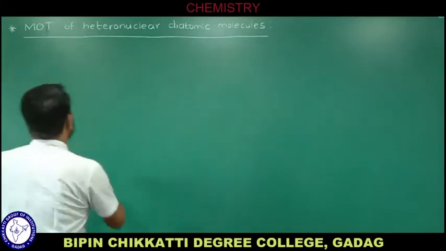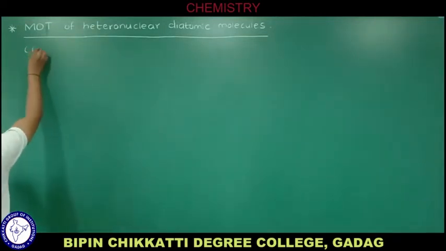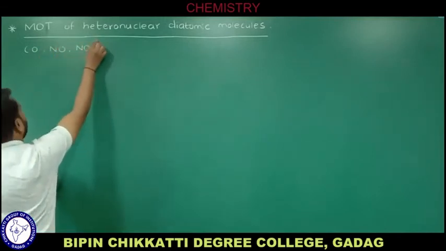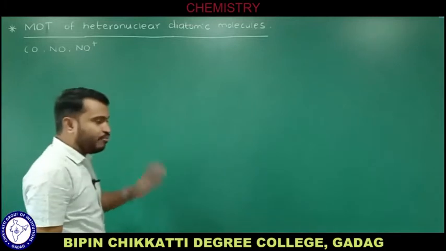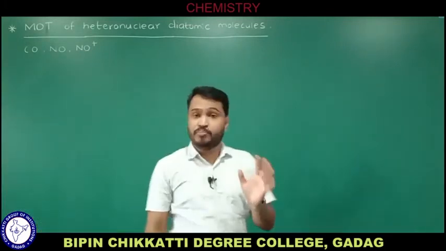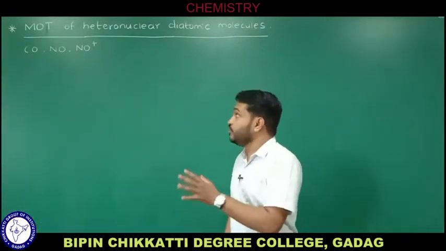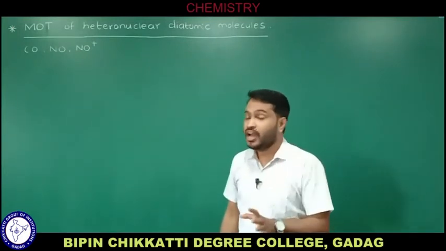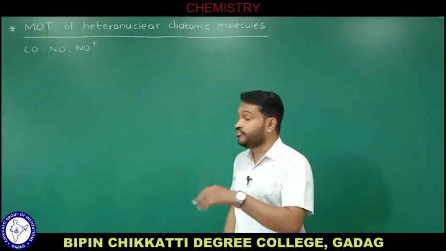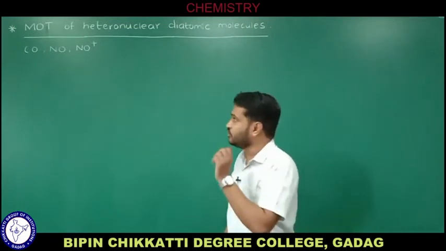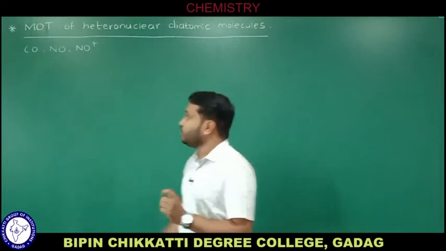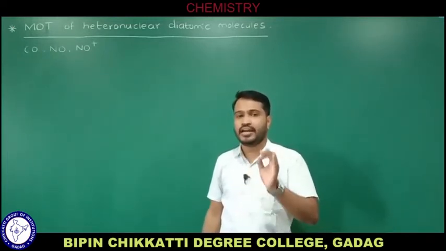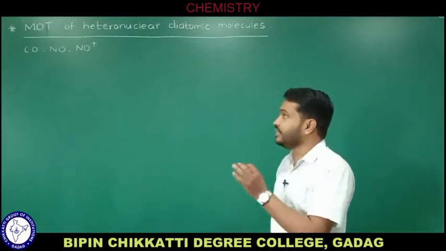Examples: I am going to consider carbon monoxide, nitrogen monoxide, and NO plus. So, we will discuss the MOT of these 3. If you observe CO, NO plus, all these are diatomic. Atomicity is 2, and these 2 are different atoms. Carbon is 1 atom and oxygen is 1 atom. Nitrogen is 1 atom and oxygen is 1 atom. 2 different atoms we have. Therefore, these species belong to a category called heteronuclear diatomic molecules.